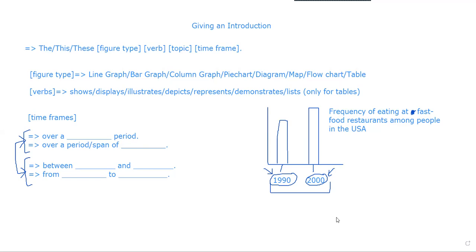So kindly write this introduction and share it with us. Kindly respond if you're done, and then we are going to discuss one by one.